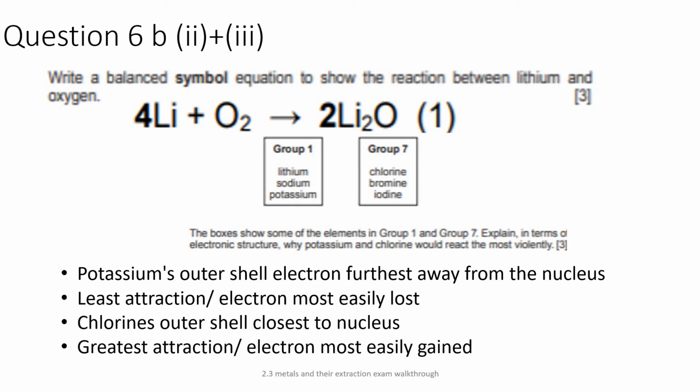The next part then asks for why potassium and chlorine will react the most violently. This list gives the reasons, pause the video and take a moment to understand all of them, but they're mostly due to how tightly potassium and chlorine hold on to their outer electrons.